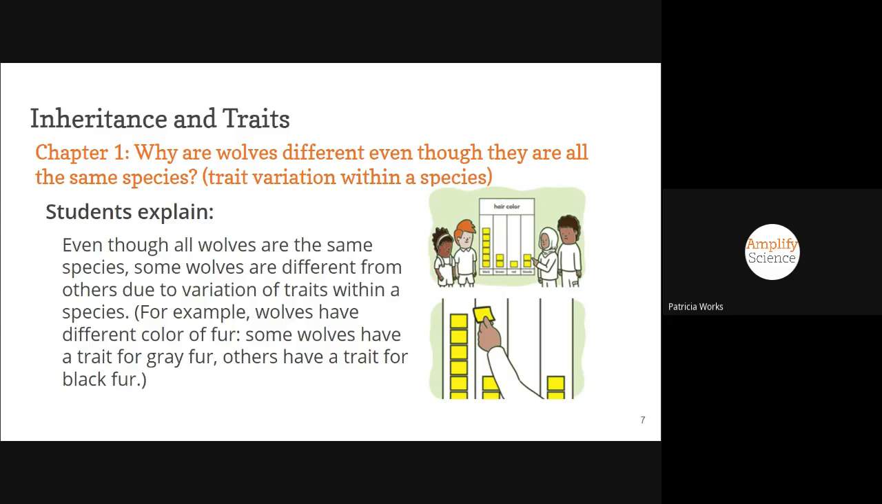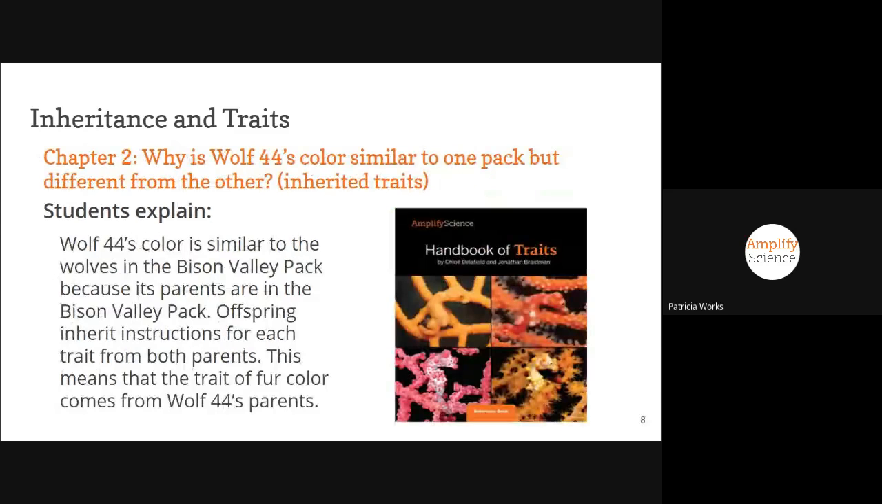At the end of Chapter 1, students return to the anchor phenomenon. They explain that even though all wolves are the same species, some wolves are different from others due to variation of traits within a species. This means that even though wolves can have similarities in their traits, there can also be variations in each trait. For example, wolves have different colors of fur. Some wolves have a trait for gray fur, while others have a trait for black fur.